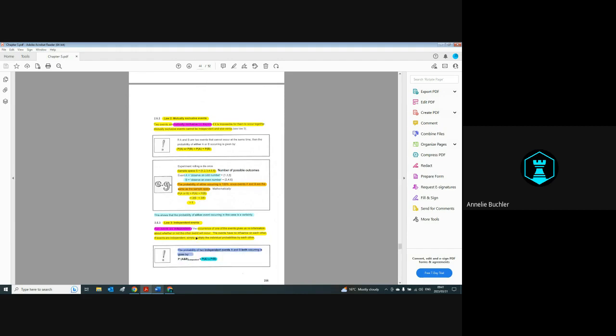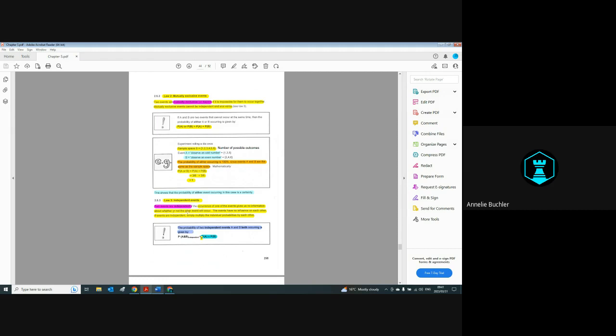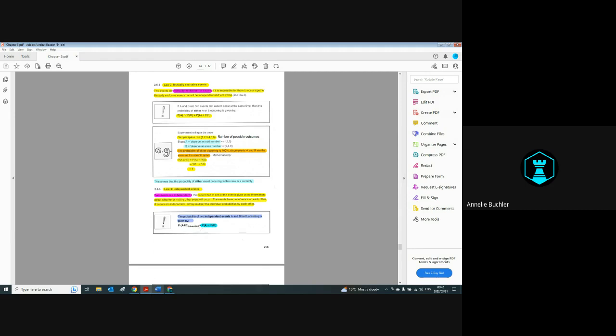Law 3: Independent events. Two events are independent when the occurrence of one of the events gives us no information about whether or not the other event will occur. The events have no influence on each other. If the events are independent, simply multiply the individual probabilities by each other, and you will write it up as the probability of event A multiplied by the probability of event B.